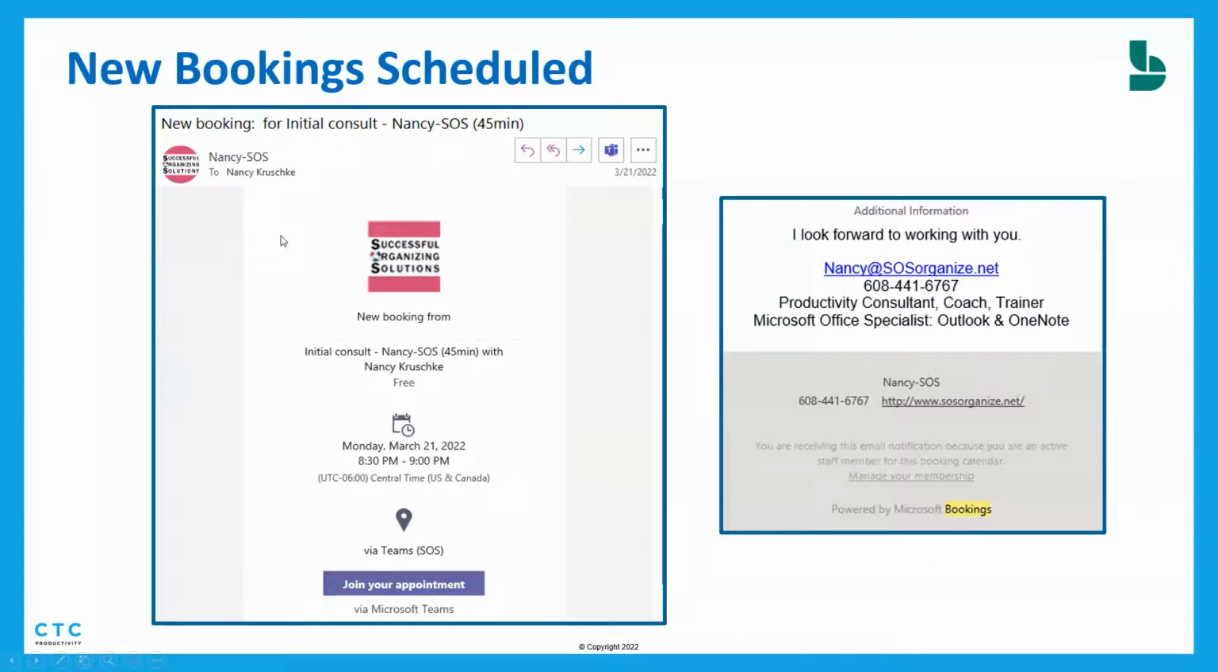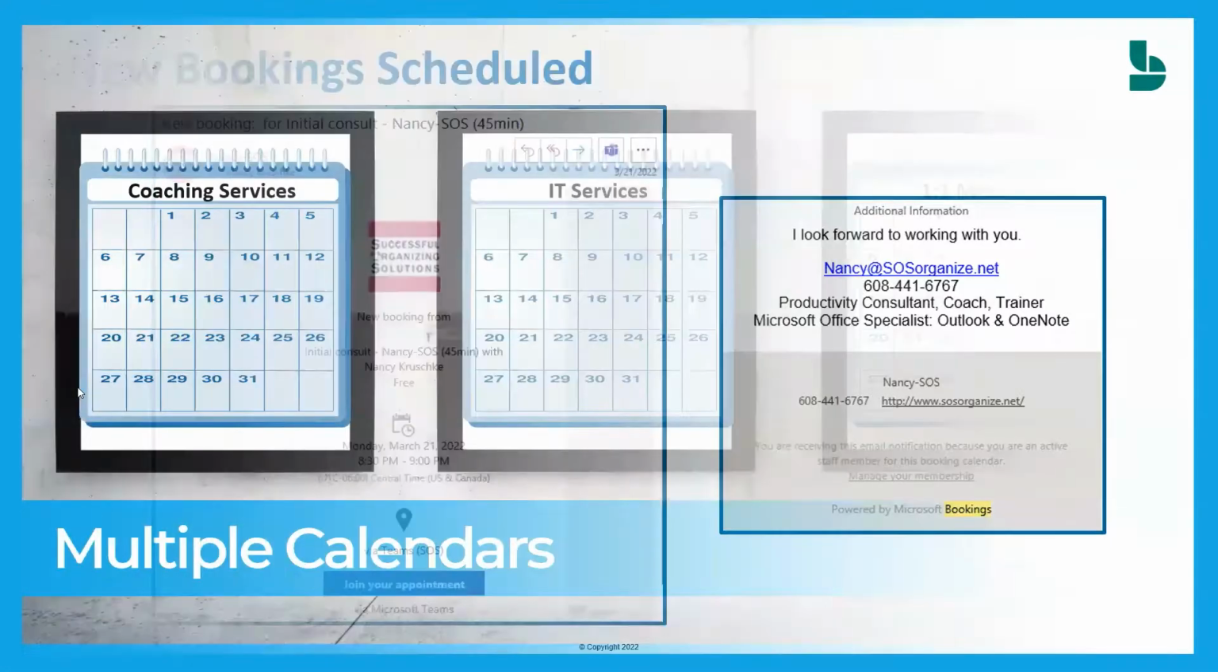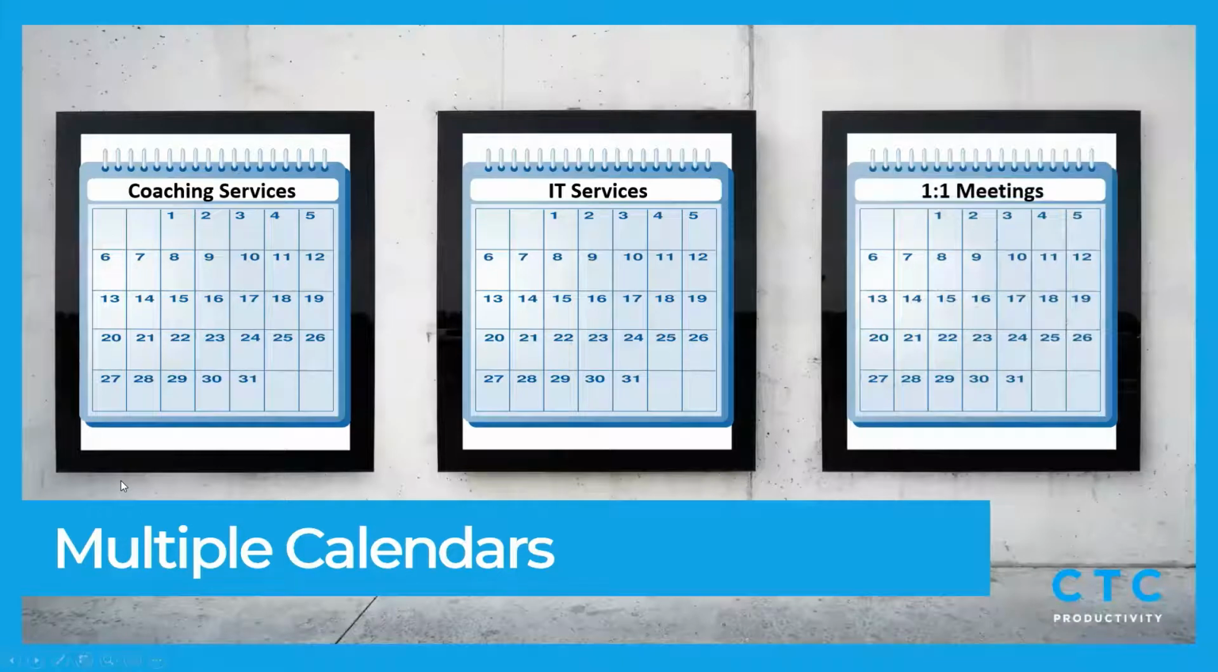I also get, as the owner of this calendar and the admin of this calendar, a couple of emails. One that says, hey, someone booked, and one that says a new booking was scheduled for you. And this is what that email looks like. All right. So you can have multiple calendars.